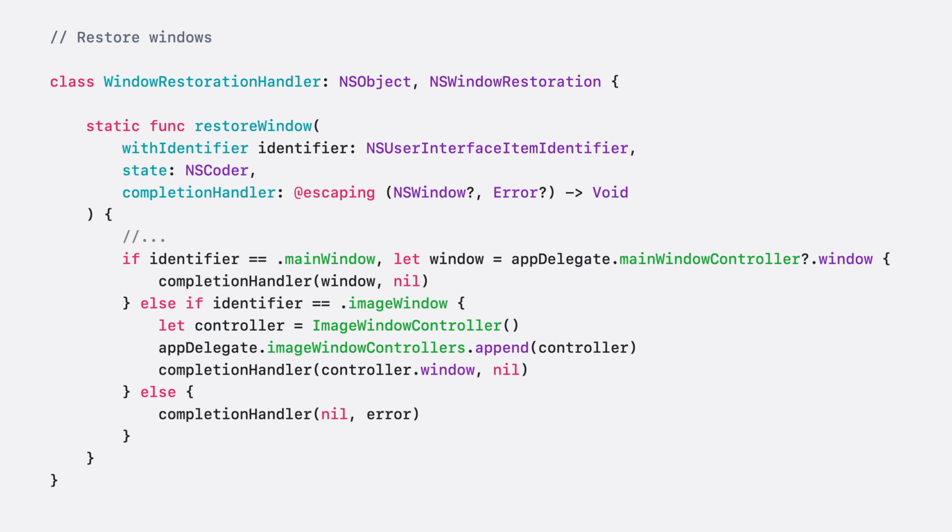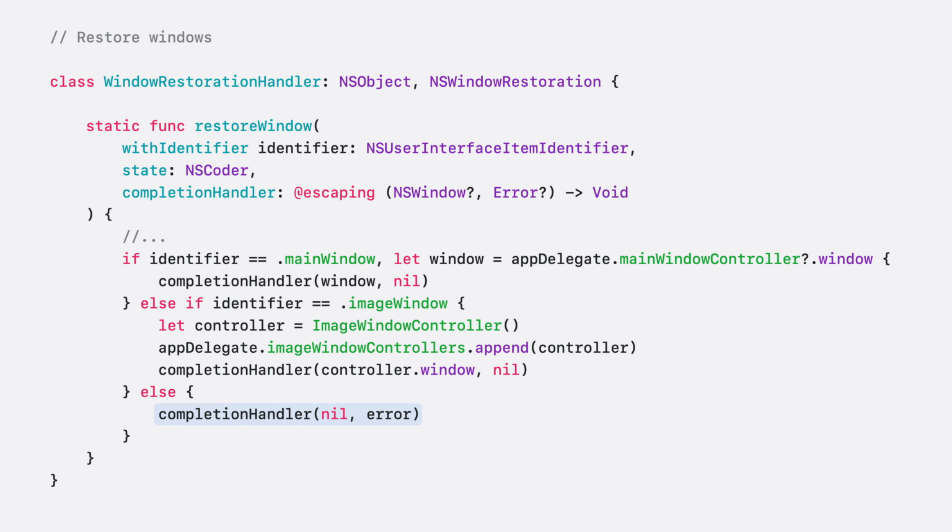Using the identifier, recreate the window controller and windows. The main window is already available on the app delegate's main window controller. Call the completion handler with the existing window. For other windows, instantiate the window controller and pass in its window to the completion handler. If window creation fails, still call the completion handler with the error.